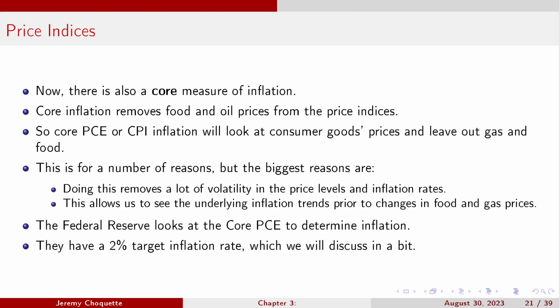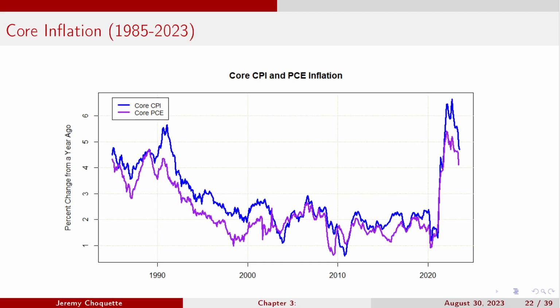Now, the Federal Reserve looks at core PCE to determine inflation in the United States. And when they do that, they want to have a target inflation rate that their monetary policy is going to reach. And that's currently a 2% target inflation rate. So they want an annual 2% rate of inflation. Sometimes it can be a little higher, sometimes a little lower, but when averaged out annually, they want it to be about 2%.